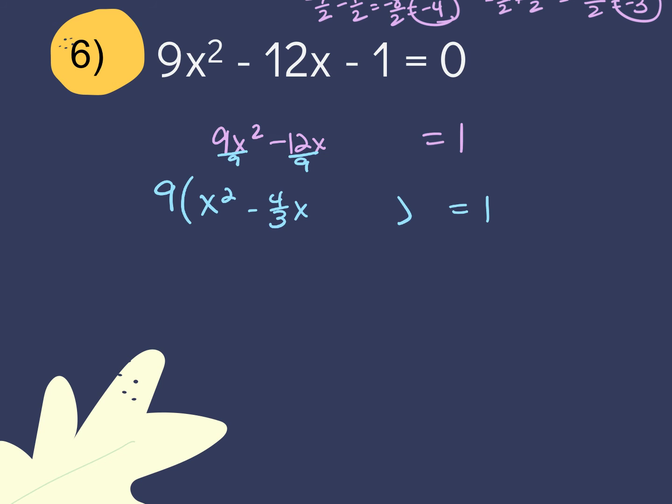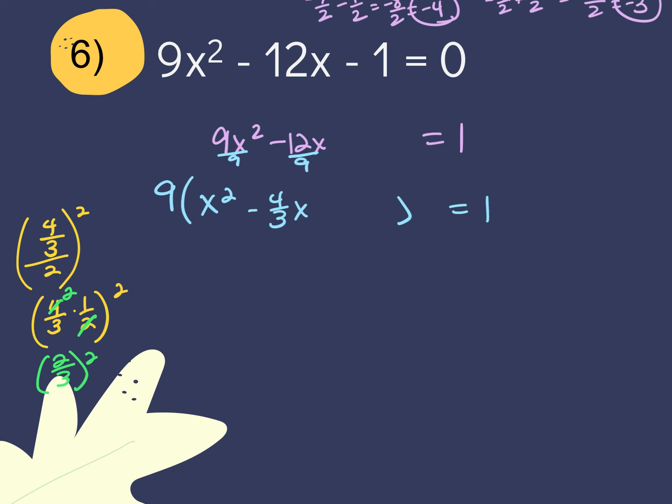Now what? First, divide it by 2, and then we square it. So when you're dividing a fraction by 2, it's the same thing as what? Multiplying by a half. 2 goes into 4 twice, and so I'm taking 2/3 and I'm squaring it. And I get 4/9. You with me so far?